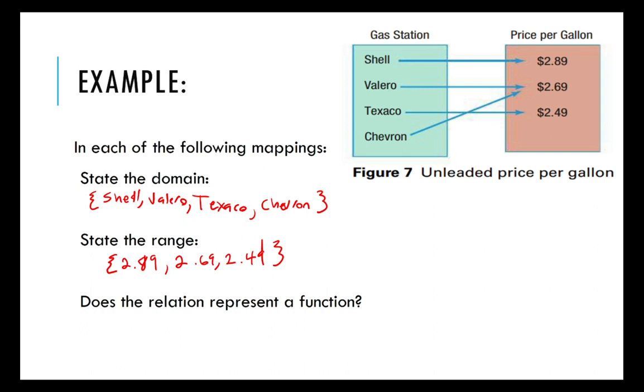So then we ask ourselves, does the relation represent a function? Well, the trick here is you just need to double check and make sure that no inputs repeat. And that's really the easier way to consider this. Is it a function? If there's no repeating inputs, then yes it is. And so I see Shell, Valero, Texaco, Chevron, and each one of those has exactly one output. Since that's the case, yes, this mapping represents a function.